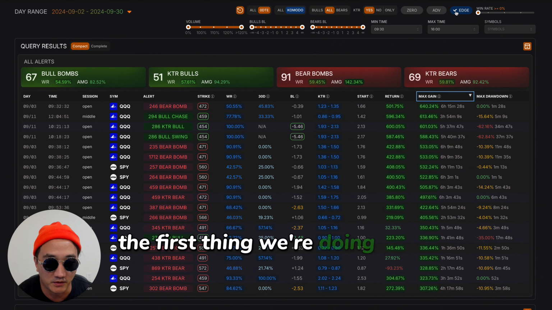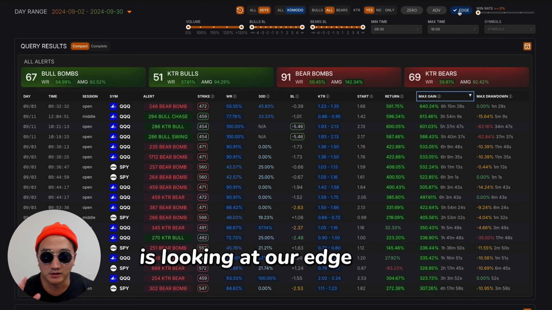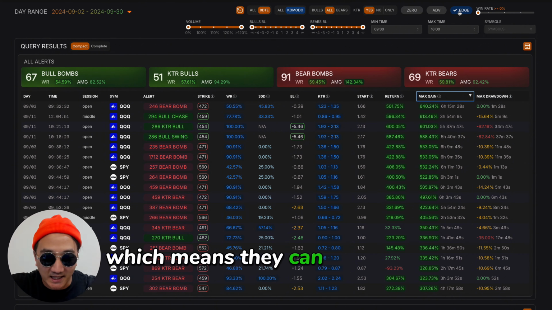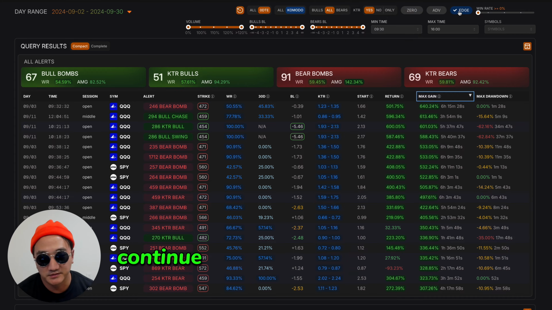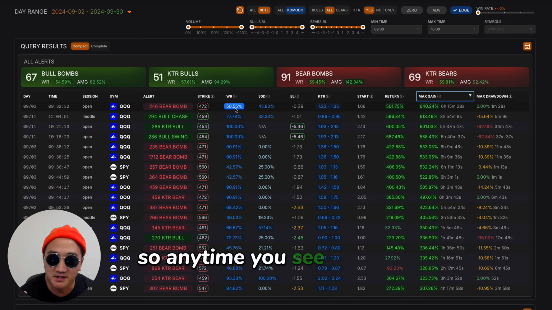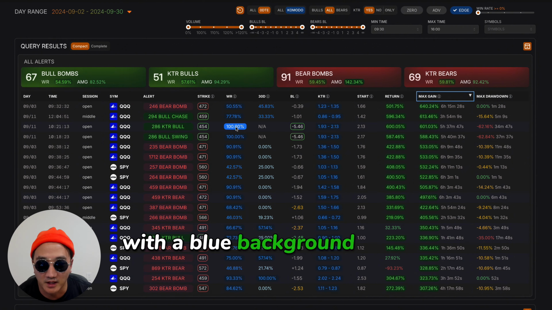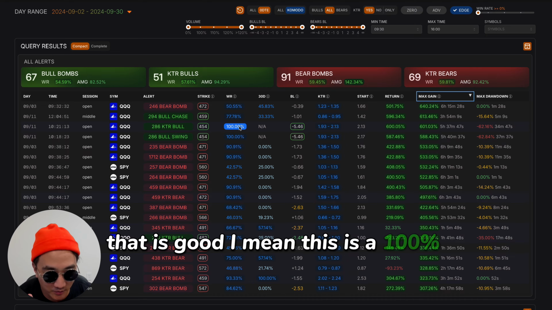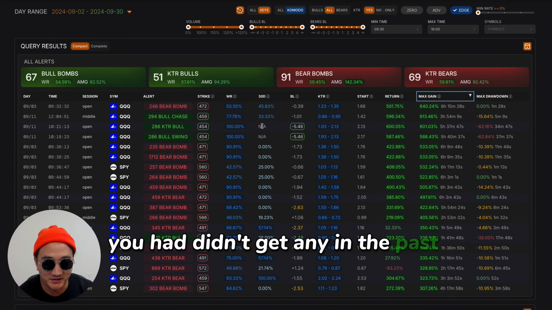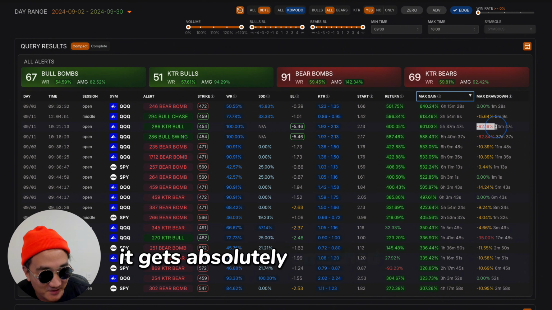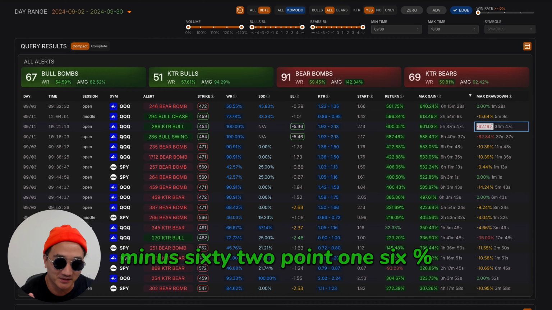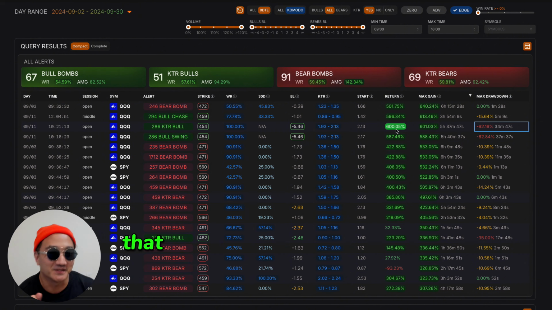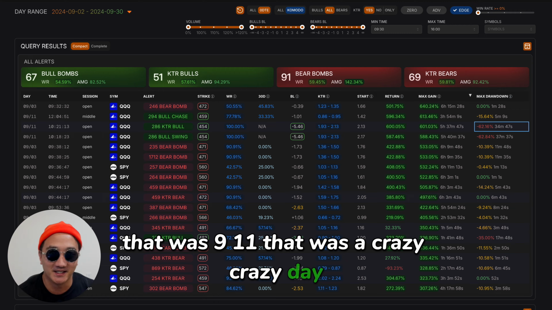The first thing we're doing right here is looking at our edge alerts. These have probability, which means they can consistently continue to win at the same rate. So anytime you see this blue with a blue background on our platform, that is good. I mean, this is a 100% win rate. You didn't get any in the past 30 days. It gets absolutely smashed, right? Minus 62.16%, and then returns 600 at the end of the session. That was 9/11. That was a crazy, crazy day.